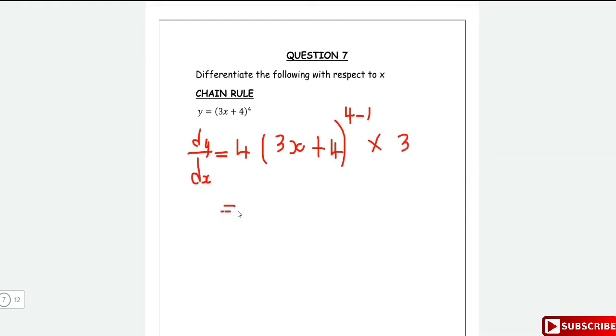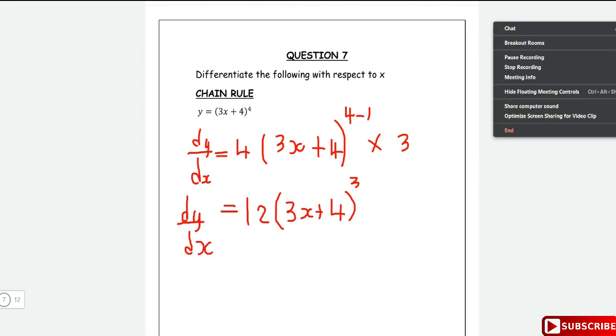So using chain rule, this is going to be 4 times (3x plus 4) raised to the third power times 3. Now instead of putting times 3 again, I'm just going to multiply it on the outside right here, because we know that 4 times 3 is 12. So that would be the derivative of y equals (3x plus 4) to the fourth power. That's dy by dx. This is known as chain rule. Easy.